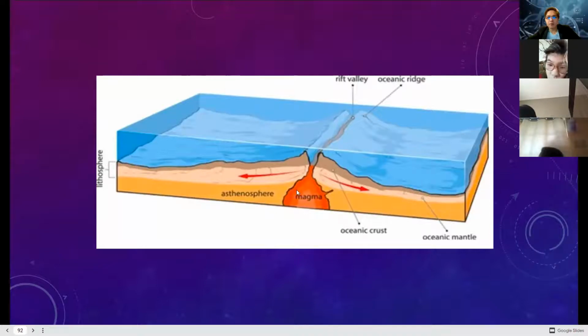Okay, this is the divergent boundary. If you're looking at it, the plates are actually pulling away from each other and create a crack. These cracks will actually make your seafloor spread. At the same time, it will create rift valleys.